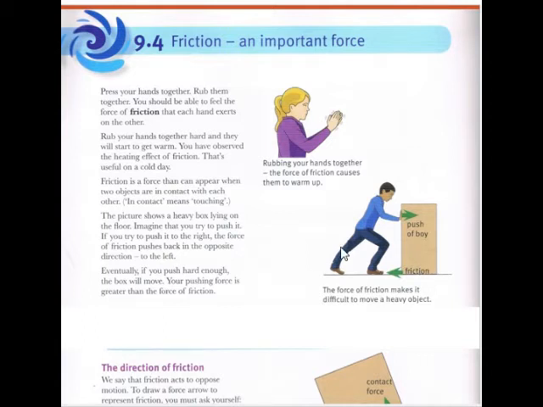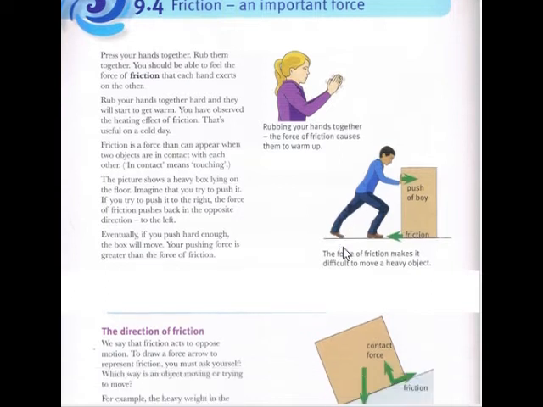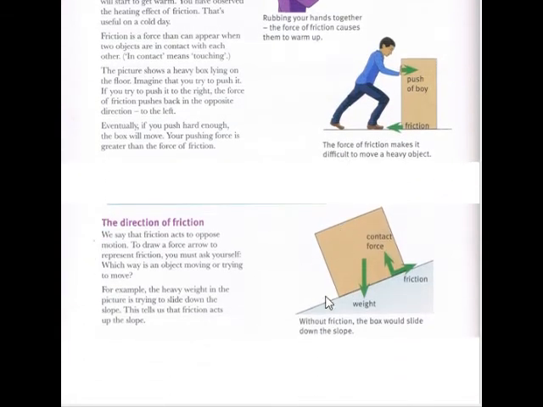Okay, students. How about the direction of the friction? Okay, look at this picture. Students, we say that friction acts to oppose motion. Okay, one more time, students. Friction acts to oppose the motion. Okay, to draw the force arrow to represent friction, you must ask yourself, which way is the object moving or trying to move? You have to know the direction of the motion, or the possible direction of the motion.